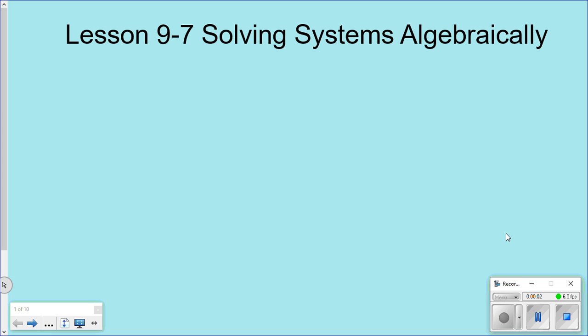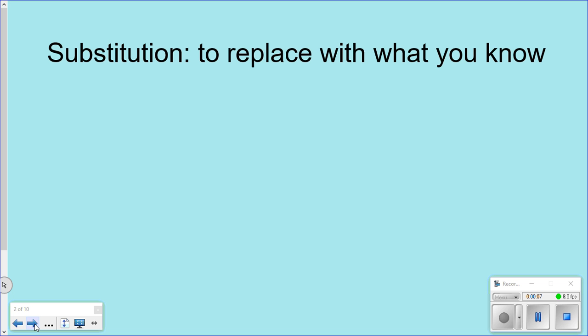All right, solving systems algebraically. The first definition I have for you is substitution. Okay? Substitution. It's replacing with what you know and then solving. Replacing with what you know. In Algebra 1, they call this solving with substitution or solving by substitution. So, if you hear algebraically and substitution, pretty much means the same thing.